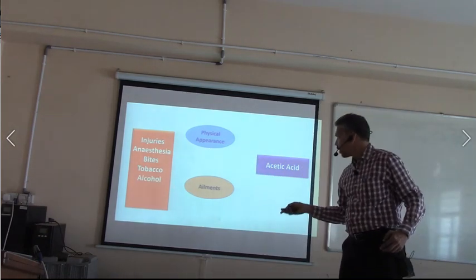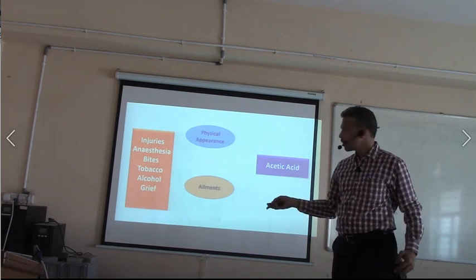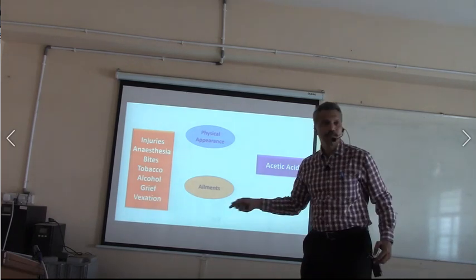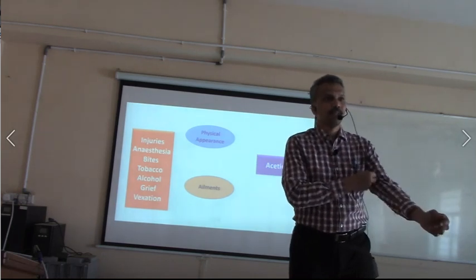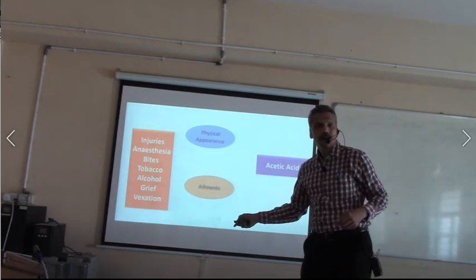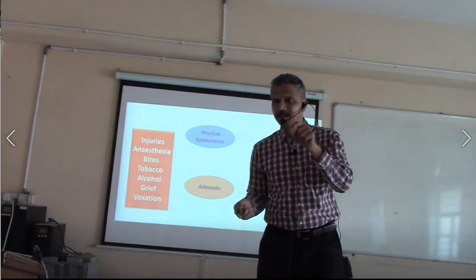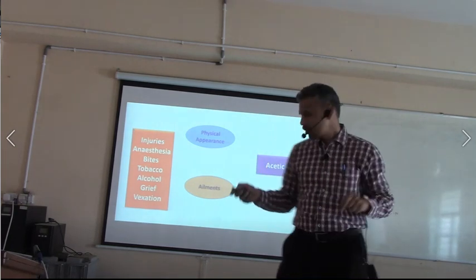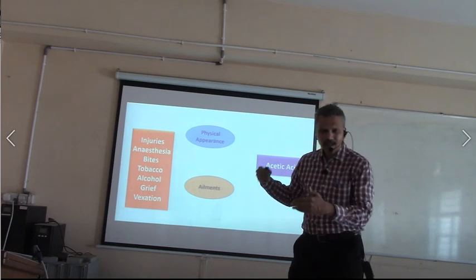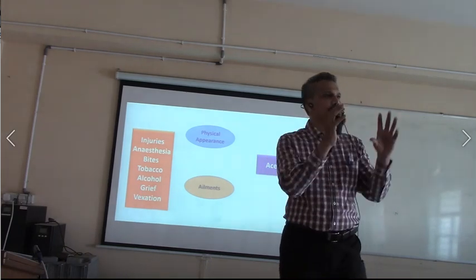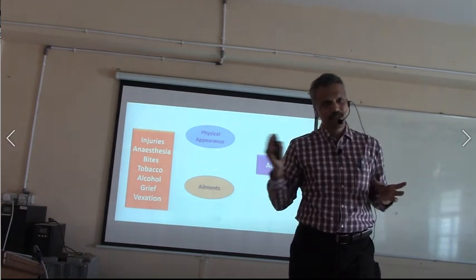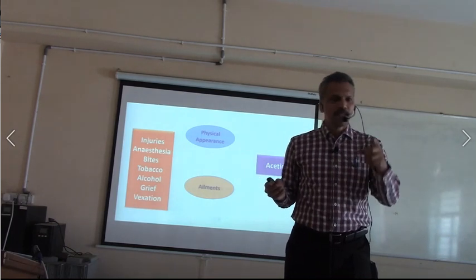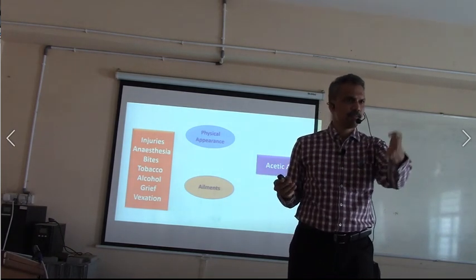So, moving ahead, you have ailments from alcohol, ailments from grief, and ailments from vexation. The last two are the ailments to do with mind. Fine. So, it also indicates that acetic acid has some amount of mental symptoms. We'll explore that. Okay. So, as promised, I have got the notes.